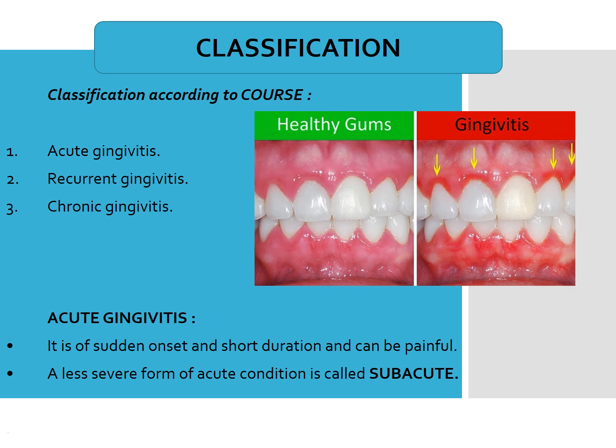Coming to the classification, gingivitis can be classified according to the cause of disease or according to the distribution. First, coming to the cause of disease, it can be acute, recurrent or chronic gingivitis. First, the acute gingivitis. Acute gingivitis has a sudden onset and short duration. It can be painful. A less severe form of the acute condition is called subacute.